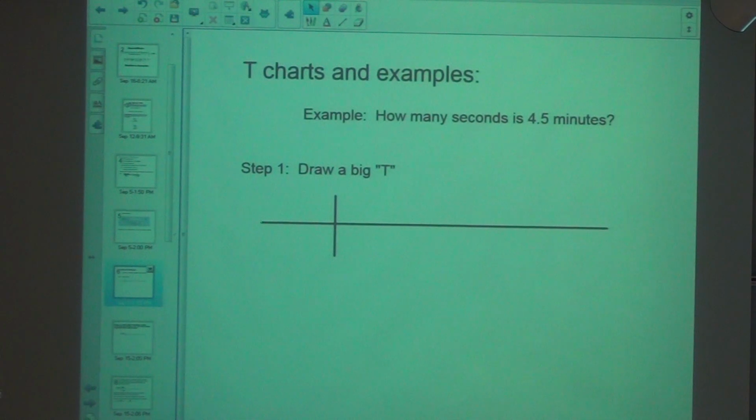I hear big T, I think of Mr. T. Any questions about that? Draw out a big T. Draw it out.